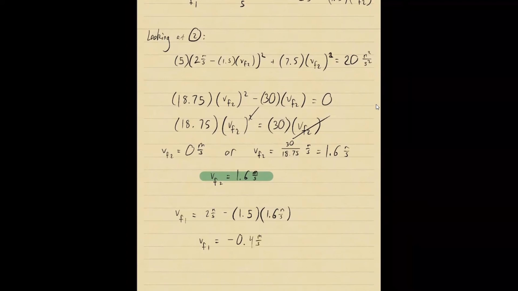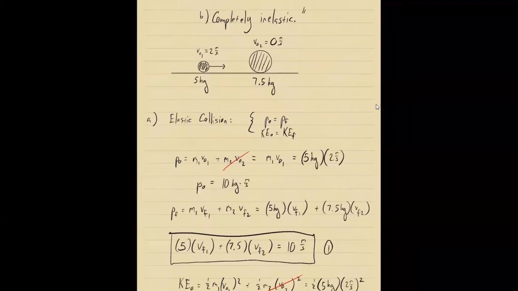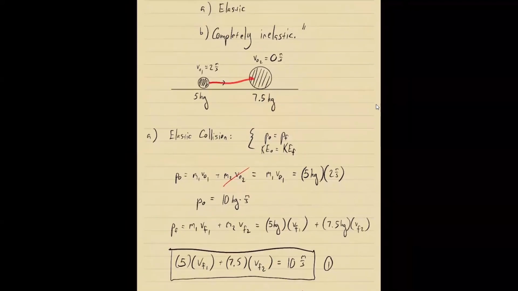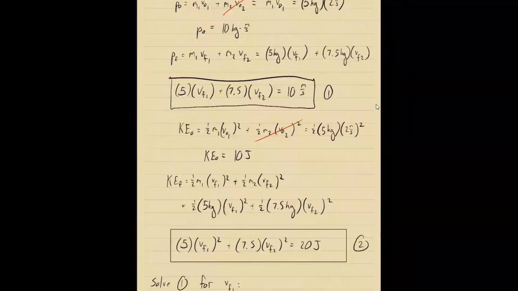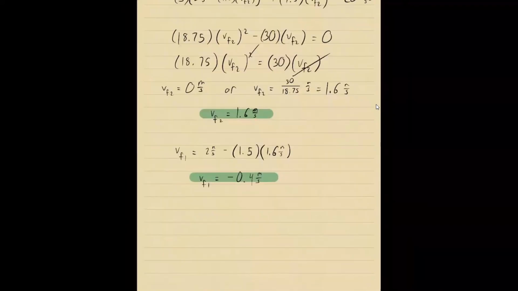Where this minus sign indicates that the first ball came in, hit the second ball. The second ball continued this way at a velocity of 1.6 meters per second. But then this first ball bounced backwards and is now traveling backwards at minus 0.4 meters per second. So there's our answer.